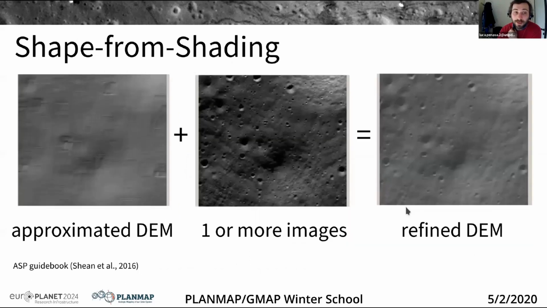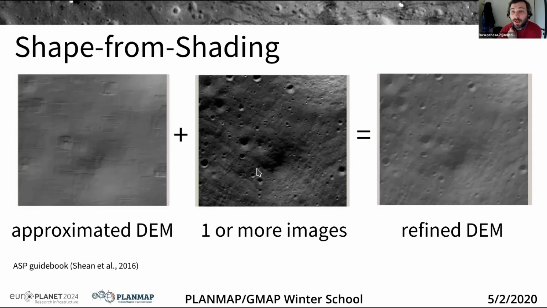So the last method, shape from shading, is not super useful by its own, but most of the time you can find it associated with, let's say, a way of improving a DEM that already exists. This example came from the ESP guidebook. You basically start from a rough 3D model, a rough DEM. In this case, you possibly can do that also with just one image.